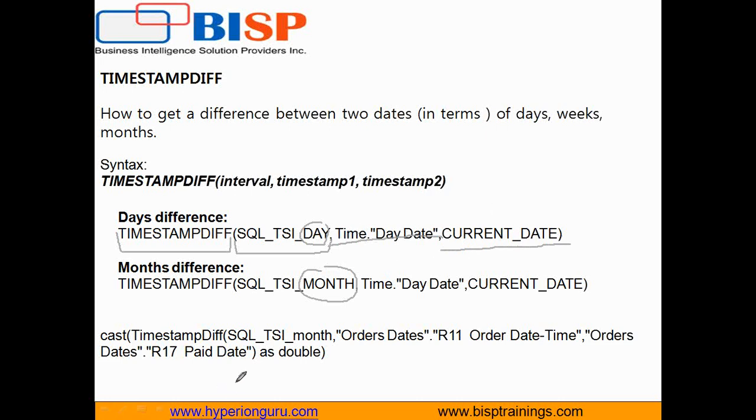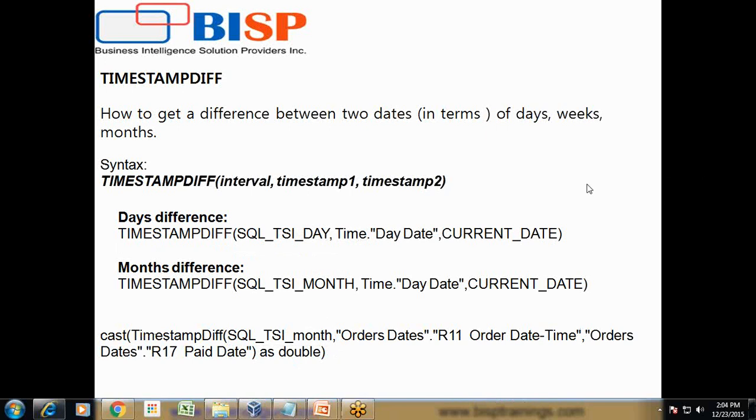The example which we are going to do today is based on sample sales, and we are going to find out the difference between order place date, order date, and paid date. So we can find out the difference between order to pay. So you see, the first argument is going to be month, second argument is order date and time, and paid date. And we want this value to be cast as double, so I apply cast function on top of this. So before we process further, let's do this live example.